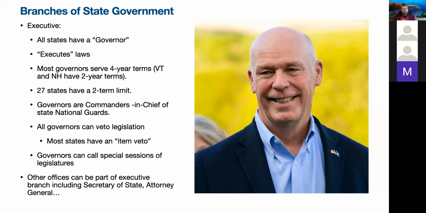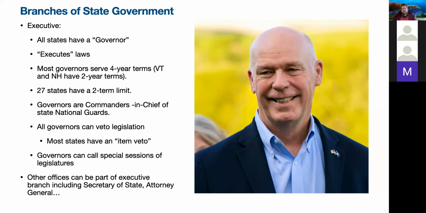In terms of structure, governors usually serve 4-year terms. There are 2 states that have 2-year terms, Vermont and New Hampshire. It's a 2-year term in office. There are 27 states that have a 2-term limit on gubernatorial terms. So a governor can serve basically 8 years and they're out the door.